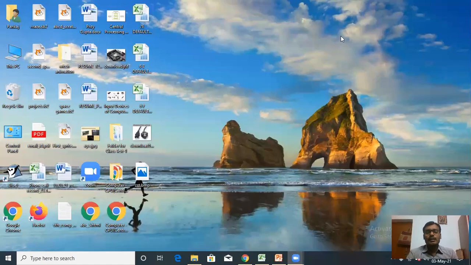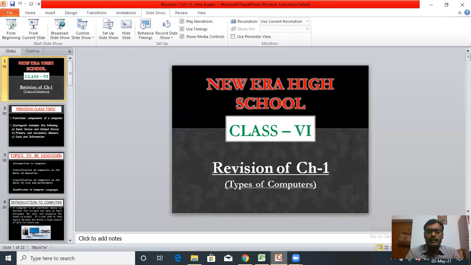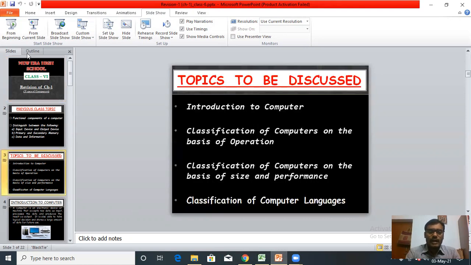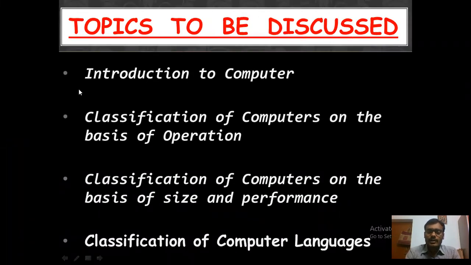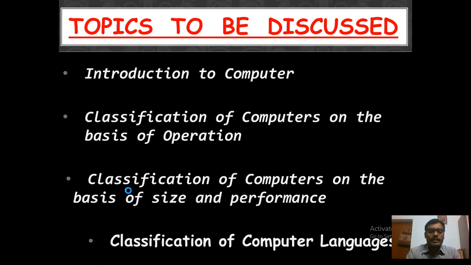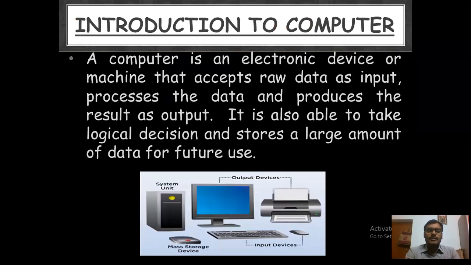Hello dear students, this is the revision video of class 6 chapter number 1, types of computers, and in this video I'm going to discuss these topics. First, introduction to computer. Second, classification of computers on the basis of operation, means on the basis of working principle. Third, classification of computer on the basis of size and performance. And fourth, classification of computer language. So let us come to the first topic, introduction to computer.